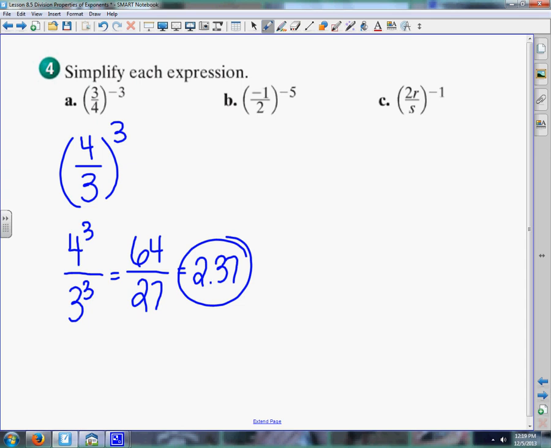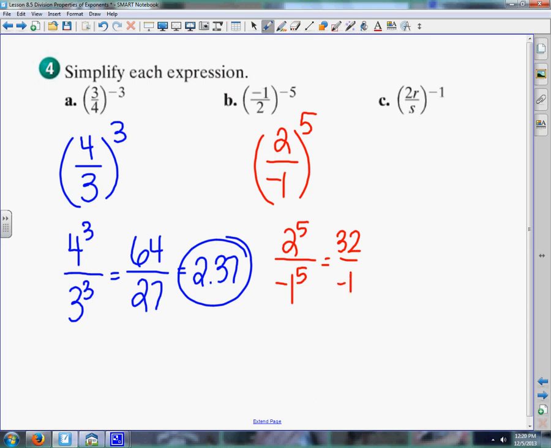So try B and C. So for B, I'm going to have 2 over negative 1 to the fifth power. So 2 to the fifth power over negative 1 to the fifth power. So 2 to the fifth power is 32. And negative 1 to the fifth power is a negative 1. So my answer is negative 32.